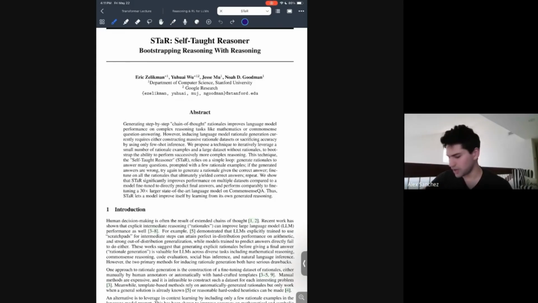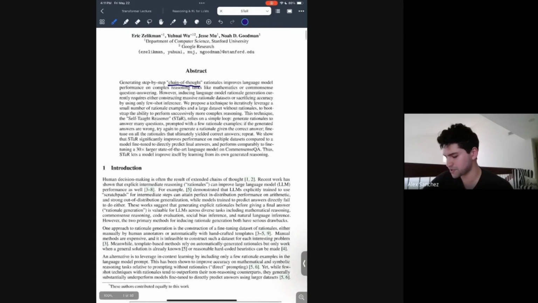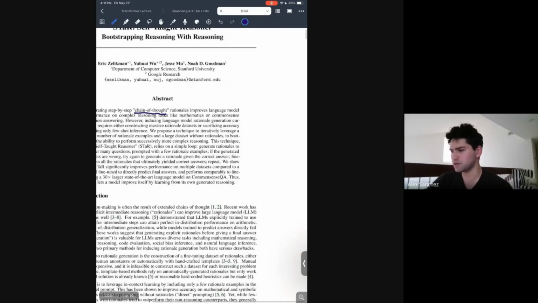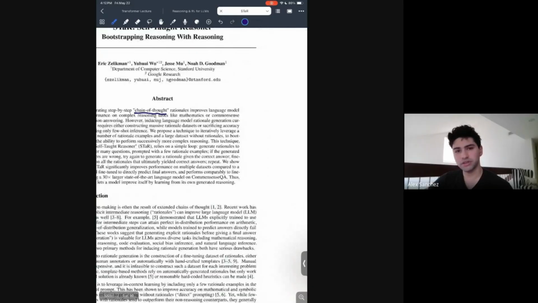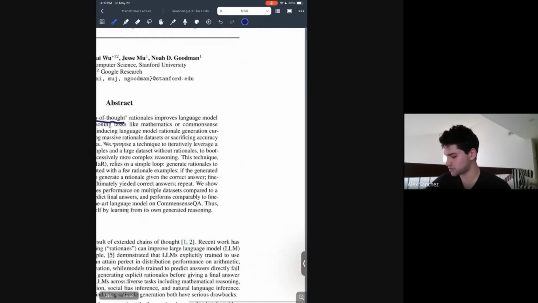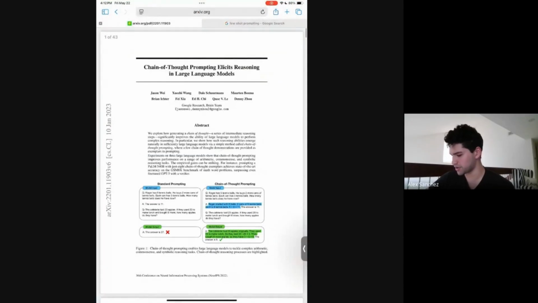So in the abstract, we talk about how generating step-by-step chain of thought rationales improves large language model performance on complex reasoning tasks. Chain of thought, to put it simply, was a prompting concept introduced, I believe, in this paper called Chain of Thought Prompting Elicits Reasoning in Large Language Models. I have it here. It's this paper right here, right?